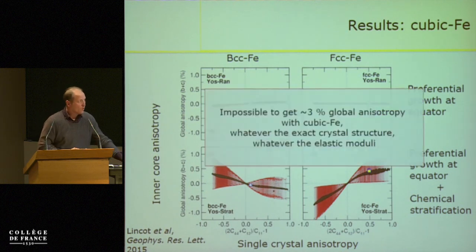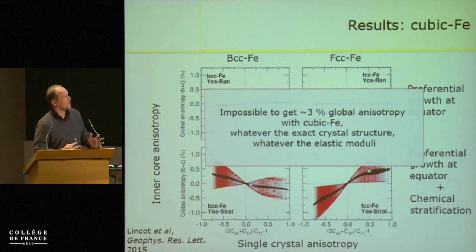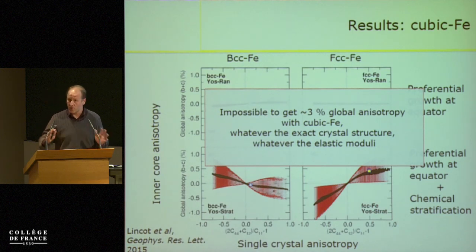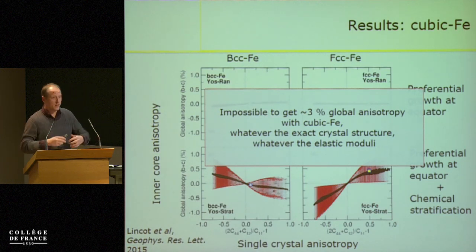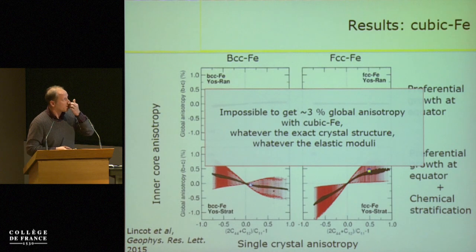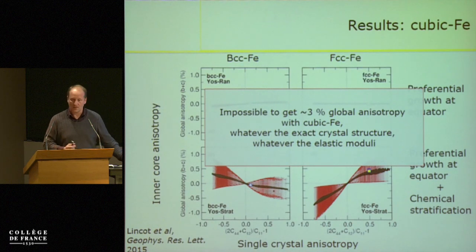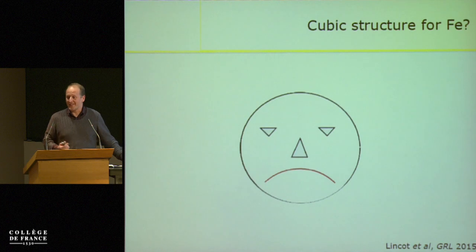So whatever we did, it's impossible in this model, within this framework, within our hypothesis of plastic deformation, to get 3% anisotropy with a cubic crystal, with cubic iron. It just doesn't work, whatever the crystal structure, whatever the plasticity, whatever the elastic constants. So it didn't work either.